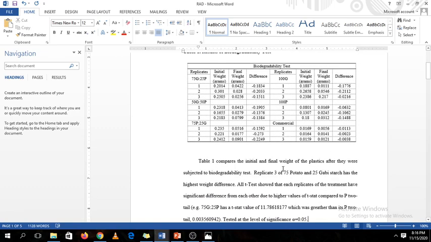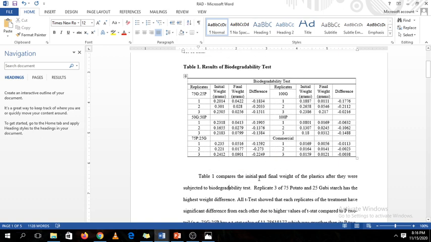So again, as I've said, you try to explain what the table is about. So for example, table 1 compares the initial and final weight of the plastics after they are subjected to biodegradability test. So gin-measure ang plastic before siya lubong. After pila ka weeks, inukay siya liwat, kag gin-tapos liwat ang iyang weight. Parang balaan kung may weight difference.